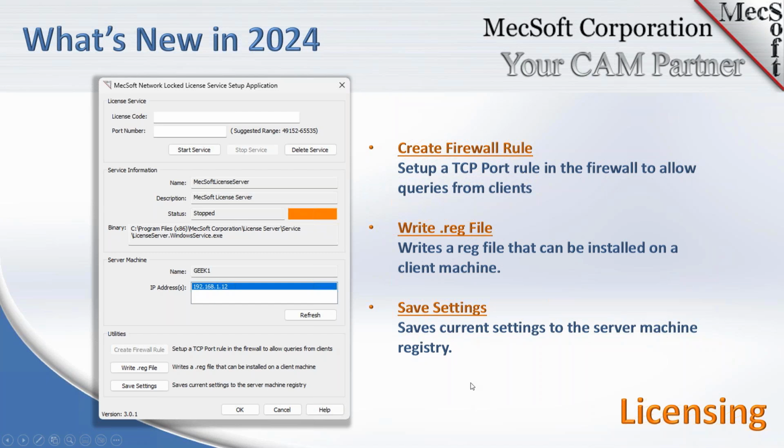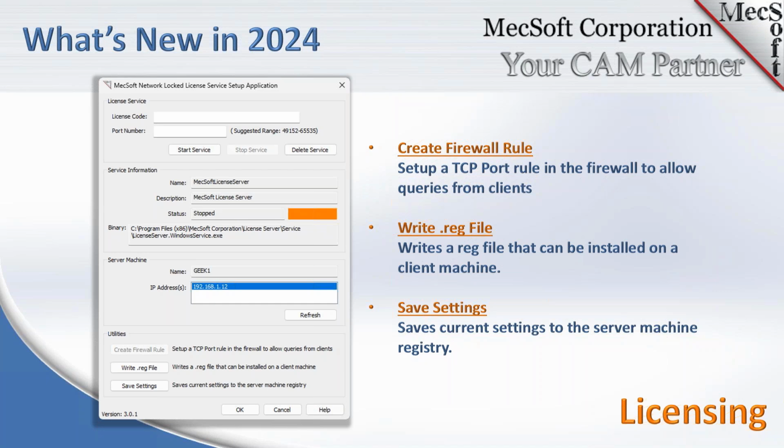But what we have done here is the second license model, called the network lock license model. This is for large commercial establishments who are running multiple licenses, as well as educational institutions who are running hundreds of licenses at one time. We offer this product called the network lock license, and we have enhanced the application setup as well as the application itself.